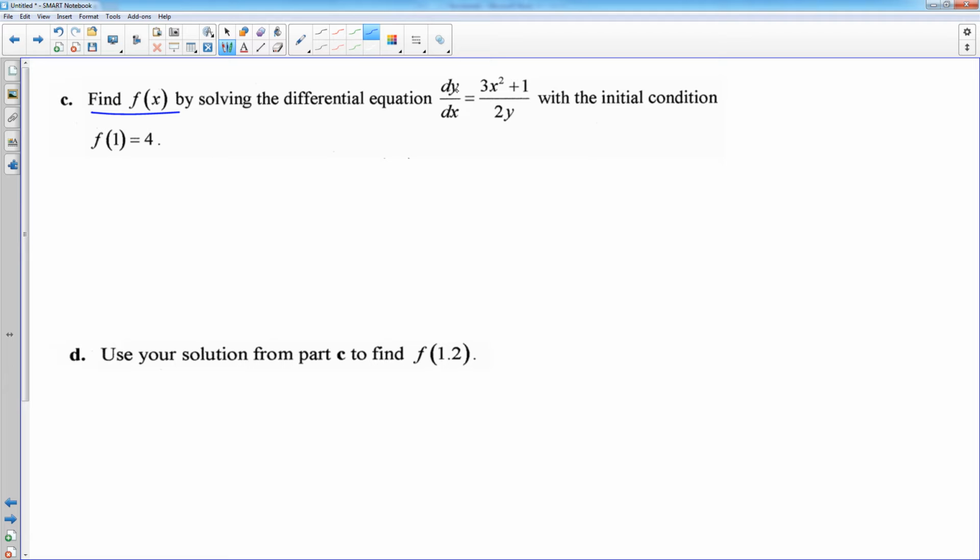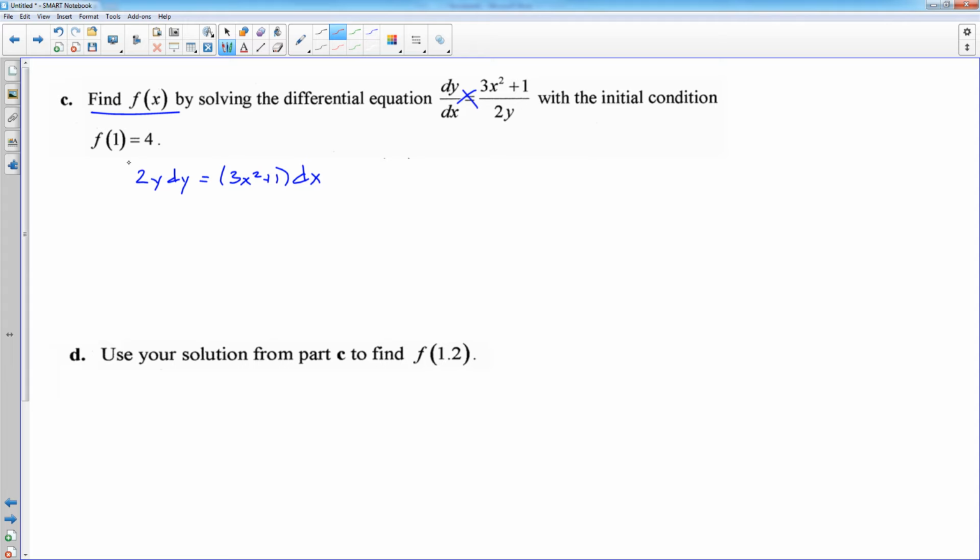Let's separate the variables. And this one we could do by cross multiplying. So when you cross multiply these two, you get 2y dy is equal to 3x squared plus 1 dx. And once you separate the variables, and again, you must show that step. If you do not show the separation step, then you don't get any points for part C.